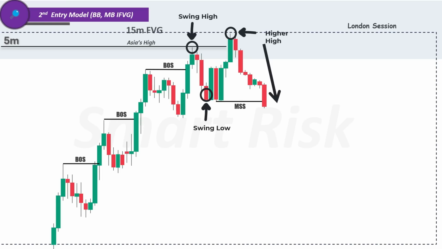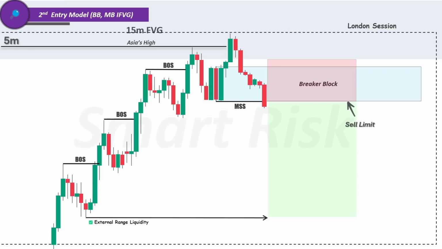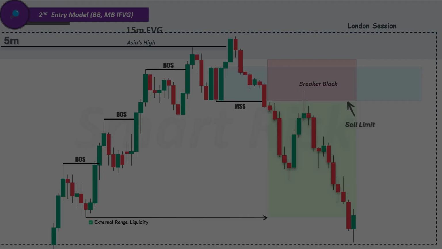In this case, the down close candle, or series of down close candles, formed between the first swing high and the swing low becomes your breaker block zone. This is the area where we plan our short entry. The next step is to place a sell limit order at the lowest point of that breaker block and wait for the price to retrace into it. Now, keep in mind, this is different from a mitigation block because with a mitigation block, we look for a lower high, not a higher high.